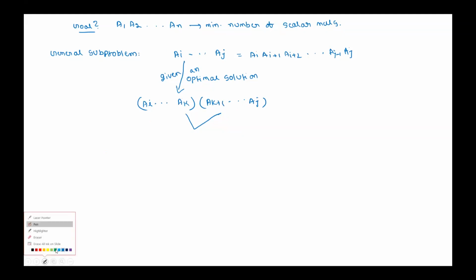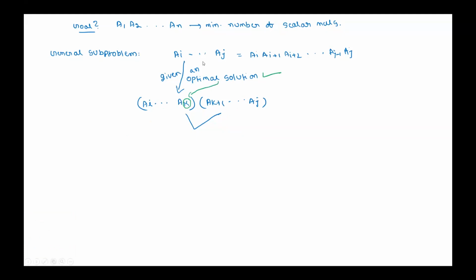Because AK is part of our optimal solution. Someone has given this, we have not calculated it. And we know that AK is part of it. That means after AK, there is a parenthesis. Up to AK, one group, after that, another group.